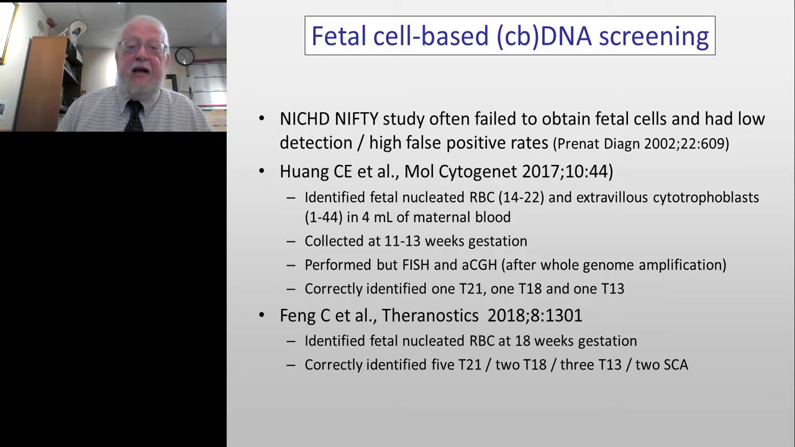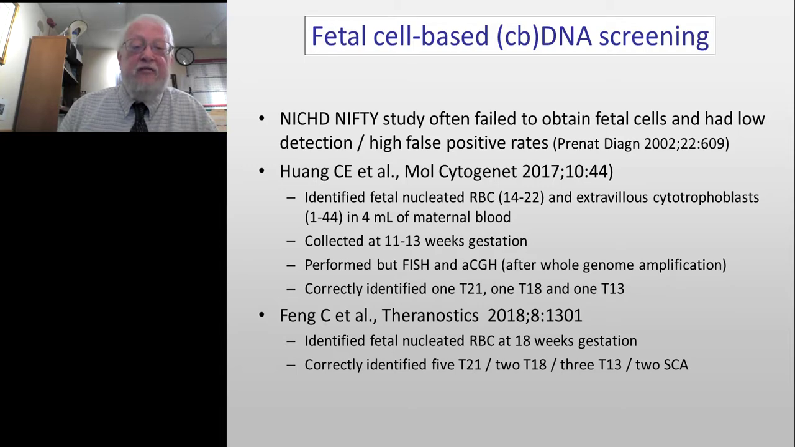Well, the first group that studied this back in 2002 was the NIFTY study. They often couldn't get fetal cells, with low detection and a high false positive rate. The likelihood is that some of the cells they were collecting were not actually fetal cells. And from 2002 for about 10 to 12 years, very little was done with fetal cells. But recently, there's been a lot of work with it, just because there have been so many advances in molecular diagnostic and molecular techniques.